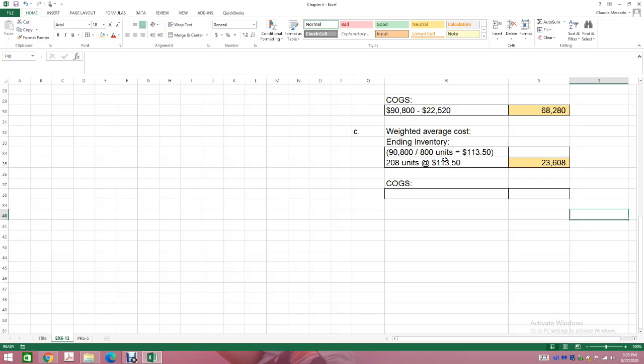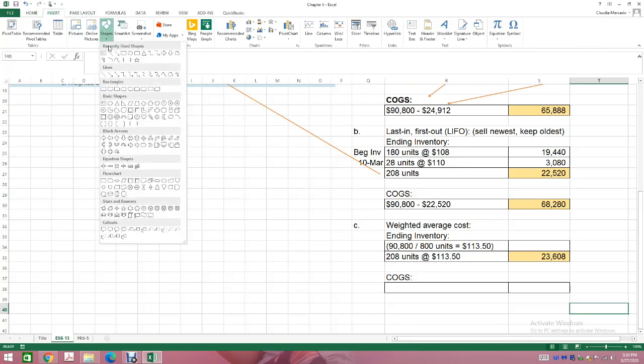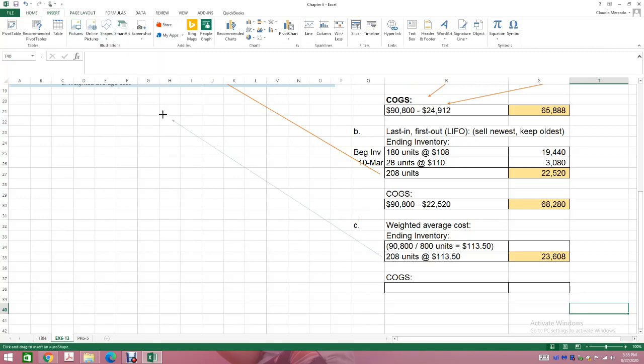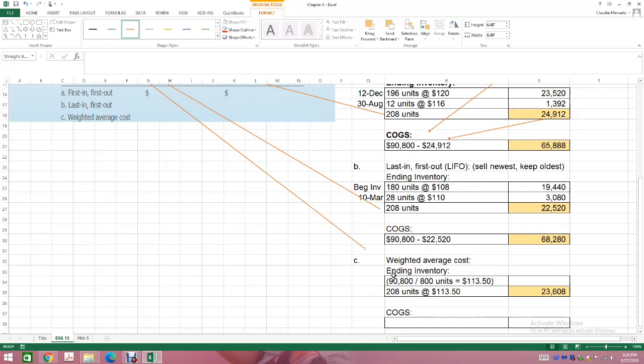So what we did here, we got an average of the total that we spent divided by the total units that we had to get an average cost. And then we apply that average cost to the number of units that we had left over, which was 208, and that will give us the 23,608. And remember, in all three scenarios, we always have to have 208 units. Always. Or whatever number is there. Everybody's going to have a different problem in their homework. Whatever your ending total units is, all three scenarios should have 208 right there.